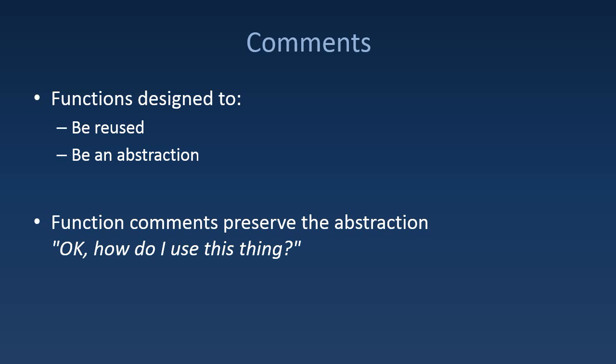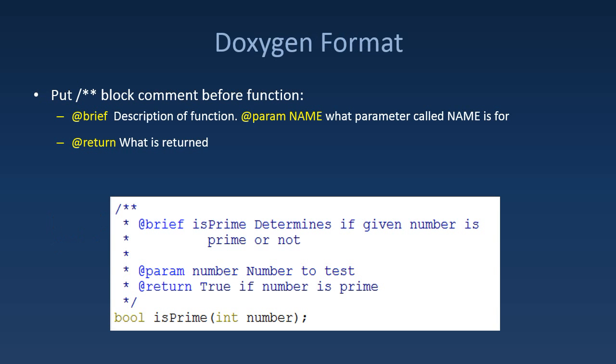Now, for that abstraction to work, we have to have a way of deciding how a particular function operates from the outside, kind of as a black box. And comments are designed to help us do that. So say I've got a function isPrime. Just looking at the function prototype, I can see that it's called isPrime, it returns a Boolean, and it takes in an int that it's going to call number.